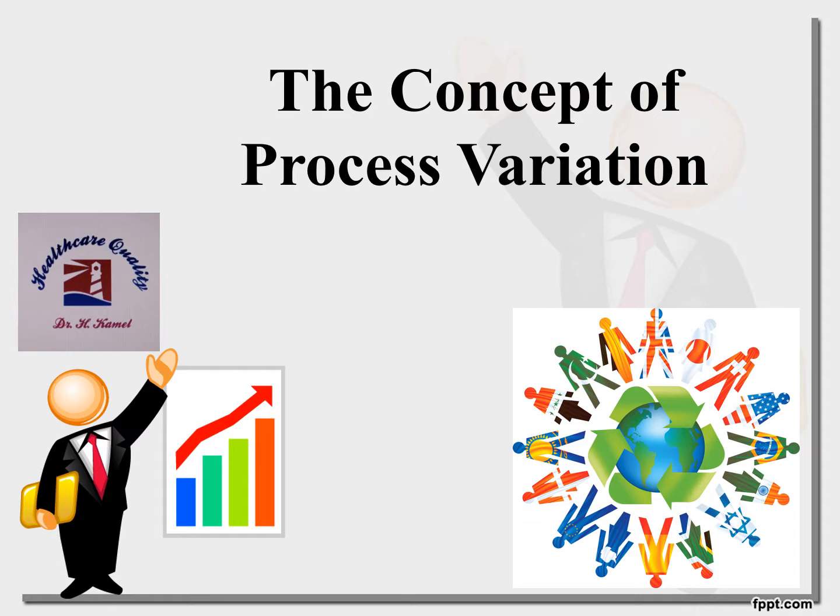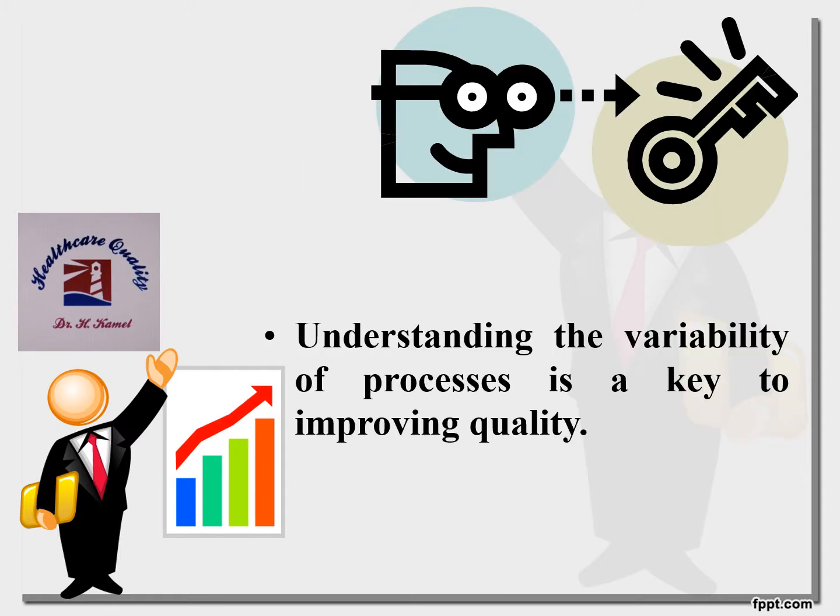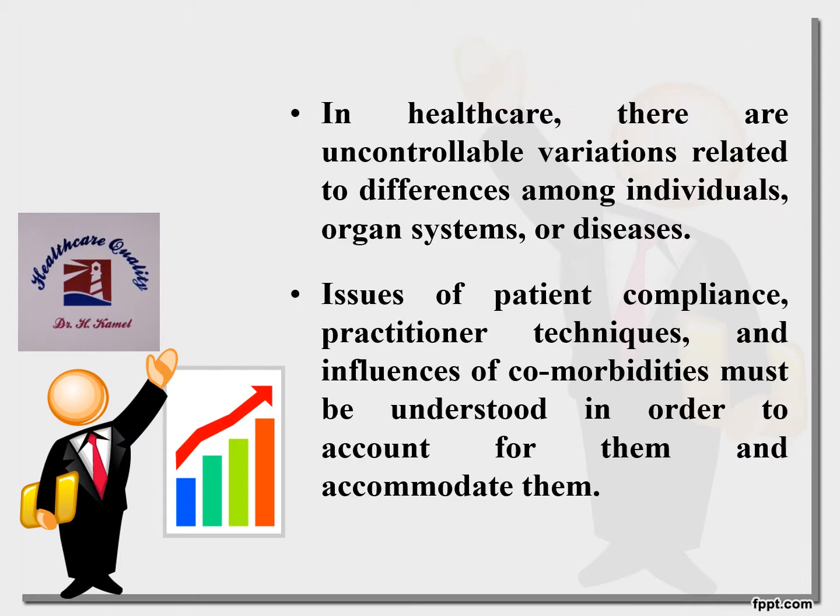Process variation. Understanding the variability of processes is a key to improving quality. In healthcare, there are uncontrollable variations related to differences among individuals, organ systems, or diseases. Issues of patient compliance, practitioner techniques, and influences of comorbidities must be understood in order to account for them and accommodate them.